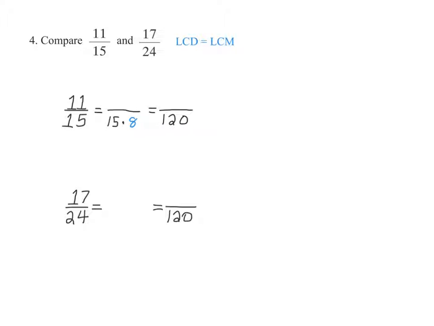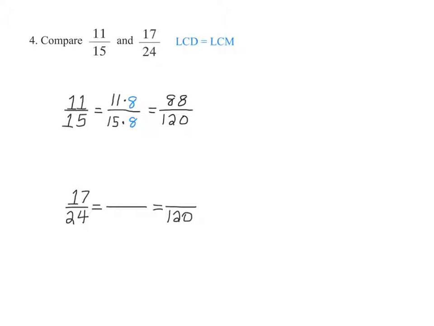But what we do on the bottom of a fraction, we must do on the top. So in this case, if I multiply 15 by 8, I have to multiply 11 by 8, which is equal to 88. So the equivalent fraction with a denominator of 120 for 11 over 15 is 88 over 120. The same applies to 17 over 24. I need to know what number I need to multiply 24 by to get 120.